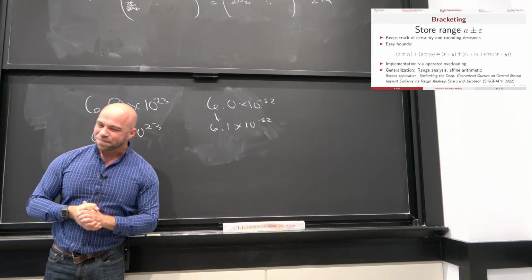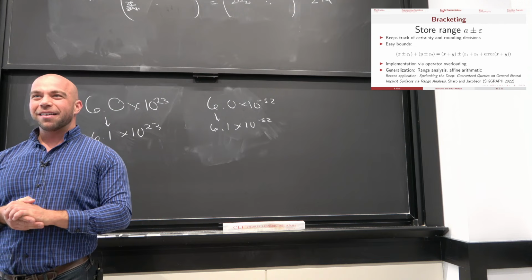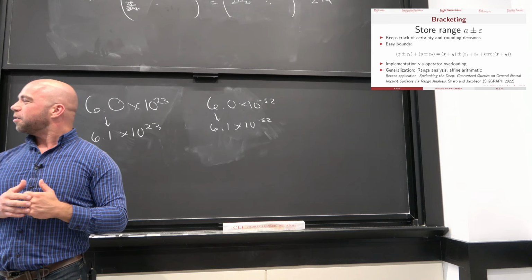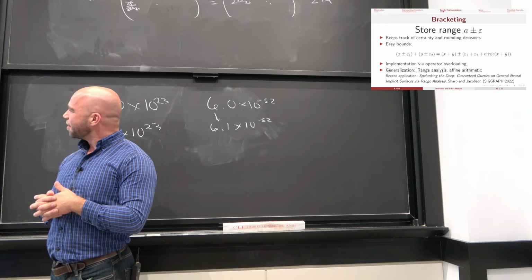The good news is that this is much easier and more efficient to implement. Here you round everything up and then down, and that gives you some notion of your bracket, but your calculations are no longer precise. Does that make sense?